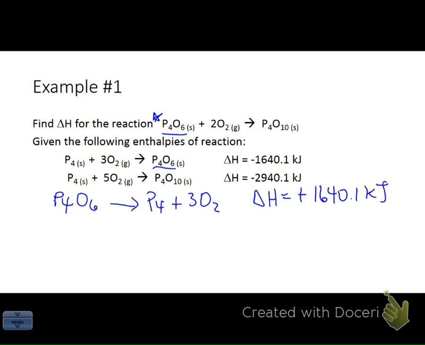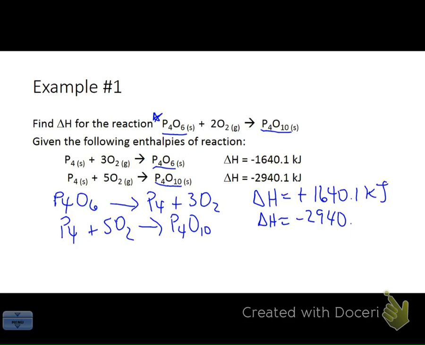Okay? Now, the other unique species in this reaction is P4O10. That occurs only in step 2. It's already the proper coefficient and it's already on the correct side. So I don't really need to do anything to this reaction. I'm just going to write it down: P4 plus 5O2 goes to P4O10. And since I didn't do anything with the delta H, I'm just going to bring this enthalpy value along for the ride.